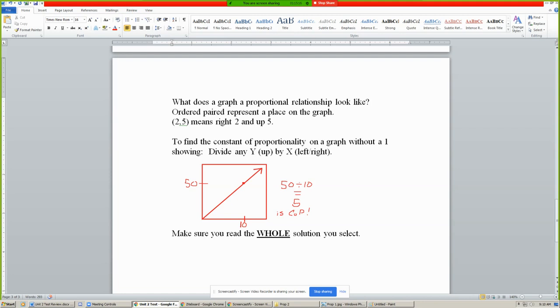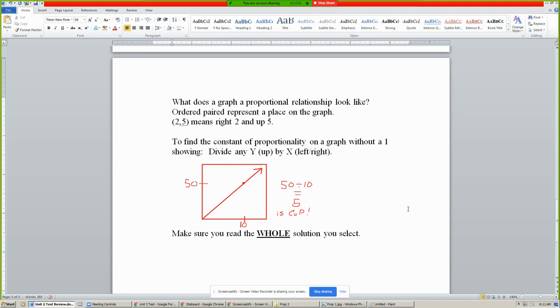And the last question just asks you, what is the point? What does this point mean in the real world? Okay. So like they give you a point on the graph and they say, what does it actually mean? So they give you like 50, 100, and they say, okay, that means it caps 50 bottles in 100 hours. Okay. So they want to know what that point means.